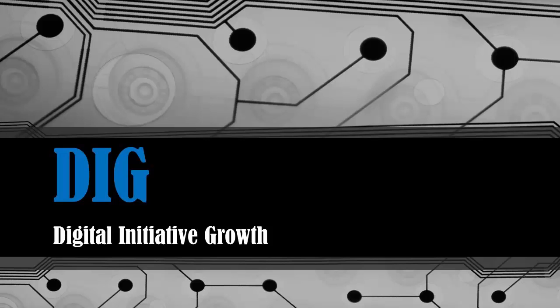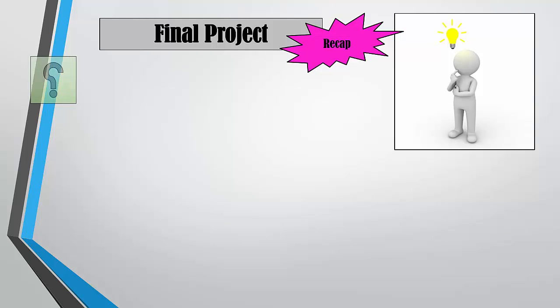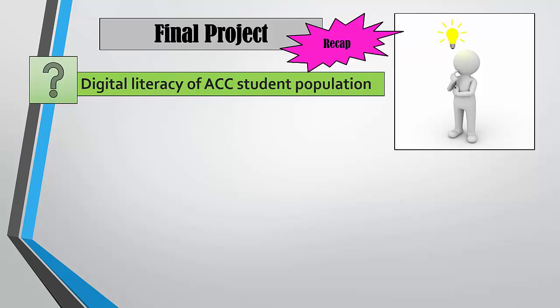The video you just reviewed was an orientation introduction to DIG, a blended learning environment for ACC students that are digitally challenged. So let's recap the steps to DIG. First, we identified the problem: a student population at ACC that was digitally illiterate, resulting in challenges with online learning and working with the learning management system.